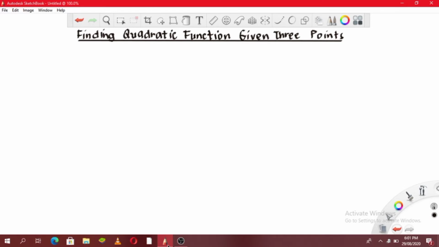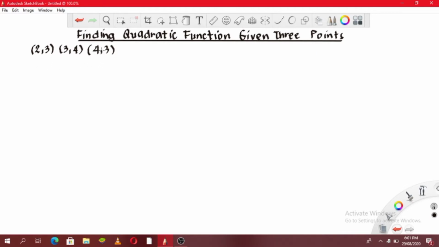Let's say we have 3 points on the graph. We have 2, 3. So sulat po natin 2, 3, and then we have 3, 4, and then the third point is 4, 3. So, saan kayang quadratic function nanggaling itong mga points na ito?